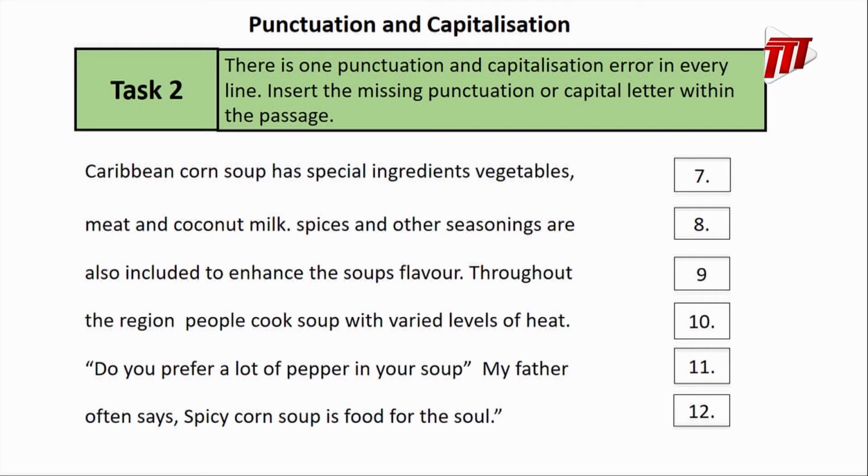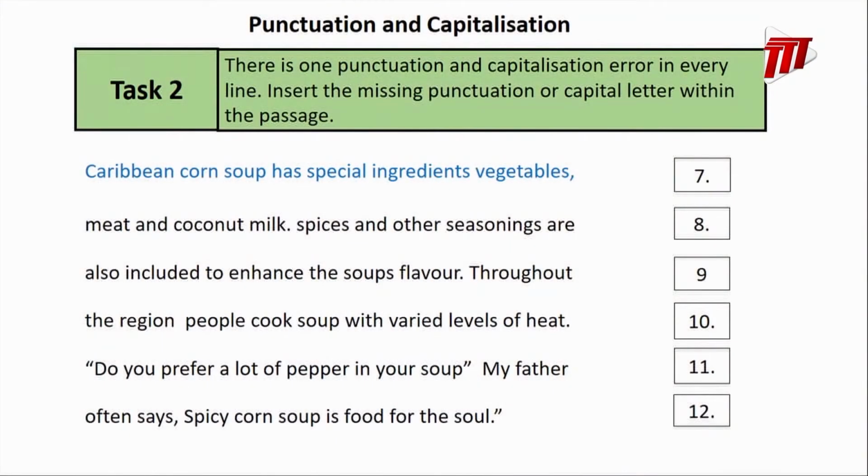Let's read it again. Caribbean corn soup has special ingredients: vegetables, meat, and coconut milk. Spices and other seasonings are also included to enhance the soup's flavor. Throughout the region, people cook soup with varied levels of heat. Do you prefer a lot of pepper in your soup? My father often says, spicy corn soup is food for the soul. Are you seeing some of the errors there already? I know some of my sleuths have already figured some of the errors out, but let's go through line by line, and remember, we must read the sentences, all right?